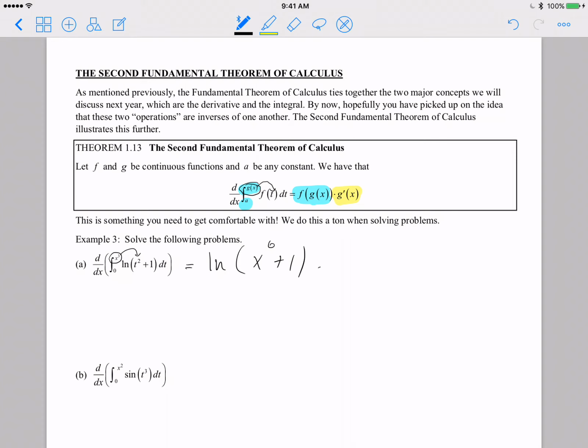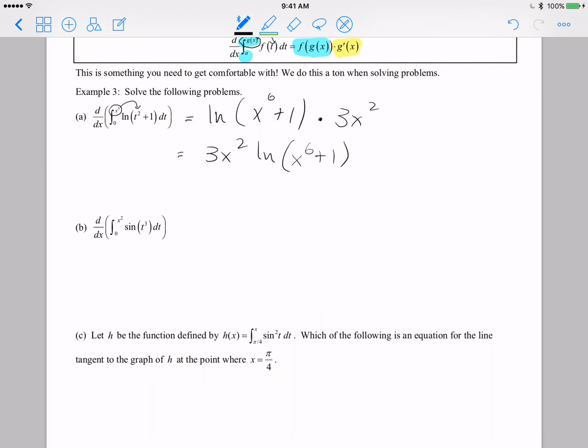And then I have to multiply by the derivative of x cubed, which is 3x squared. So if I clean that up, that's going to be 3x squared times the ln of x to the 6th plus 1. So don't forget to multiply by the derivative of the upper bound. That, again, is an application of the chain rule.